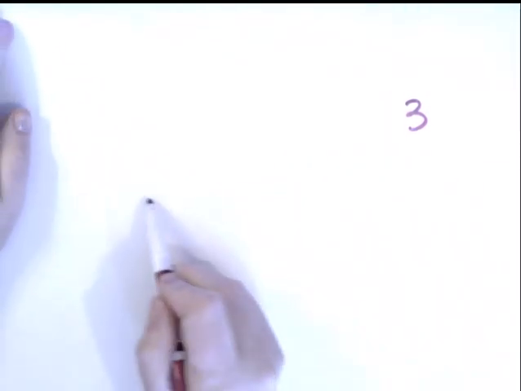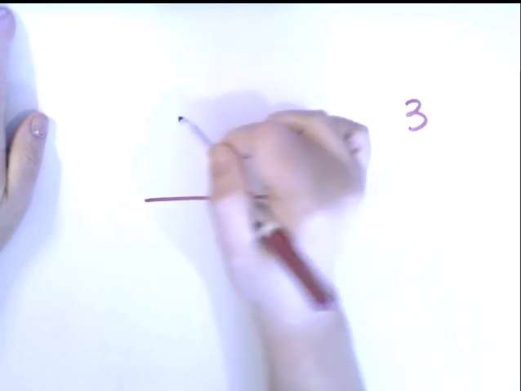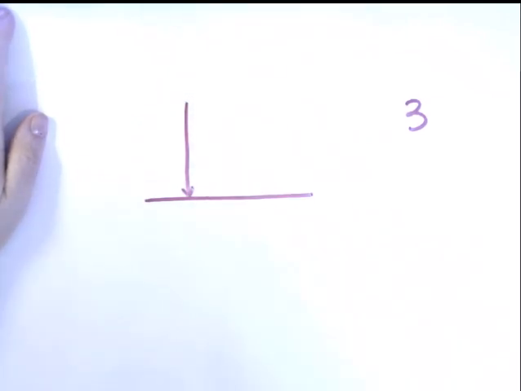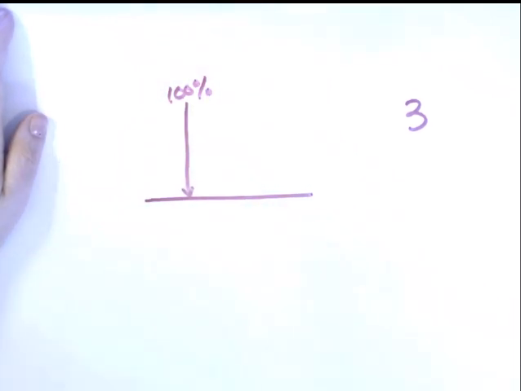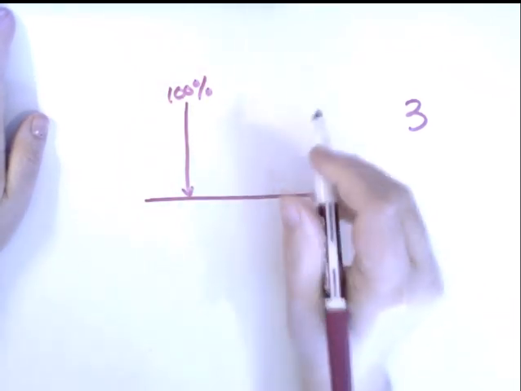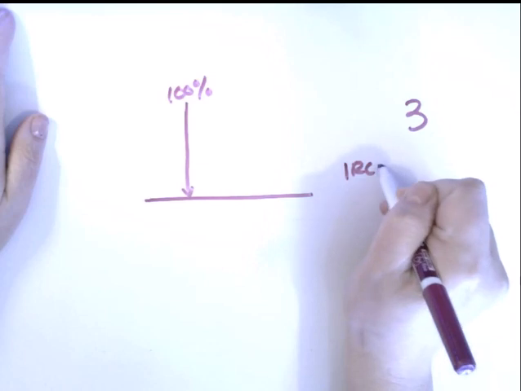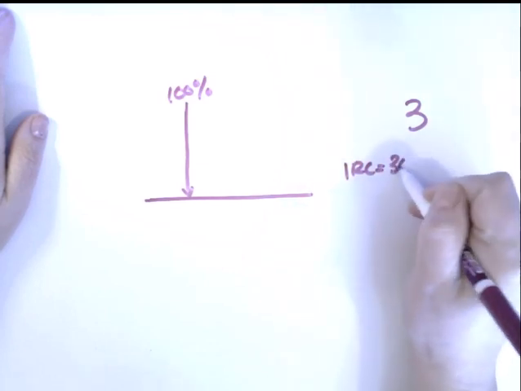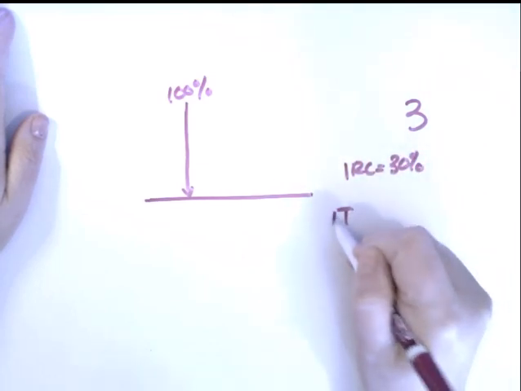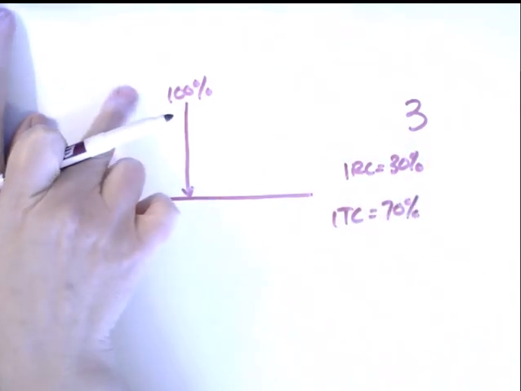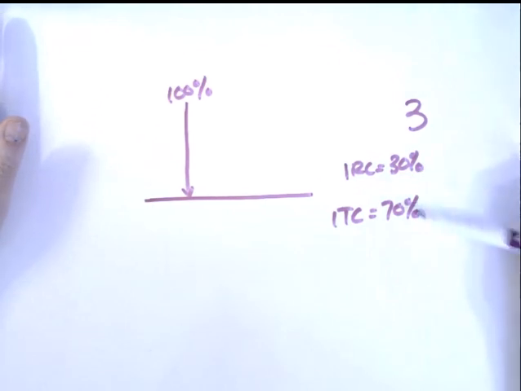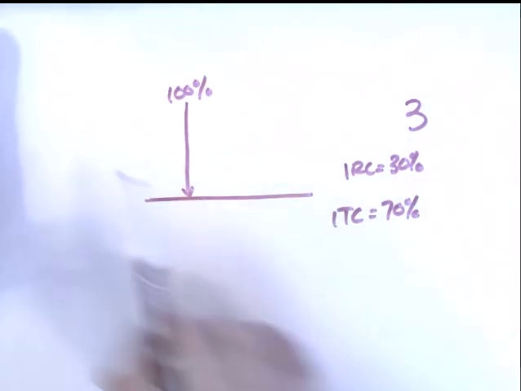So just to do another mathy example here, this will be our interface. And let's say we are coming in again with 100% of the energy. So 100% intensity is coming in. Our IRC is going to equal 30%. And our ITC is going to equal 70% because they have to equal back up to 100%. We cannot lose energy or create energy, which is why we always have to get to that 100%.